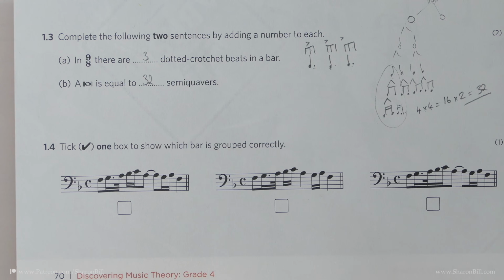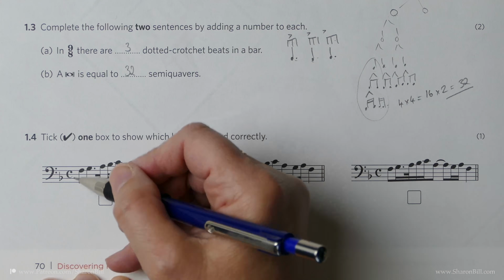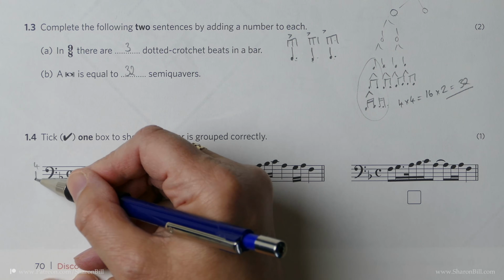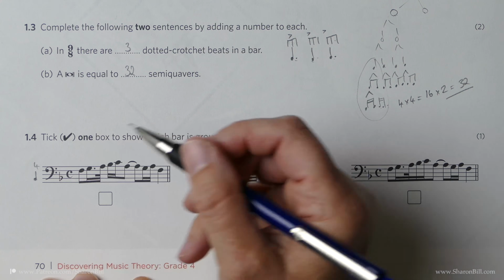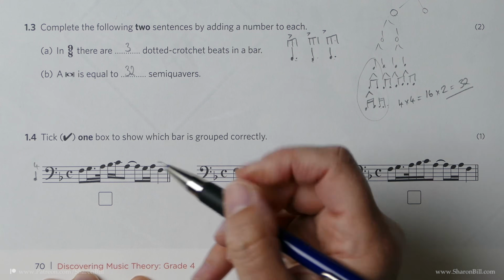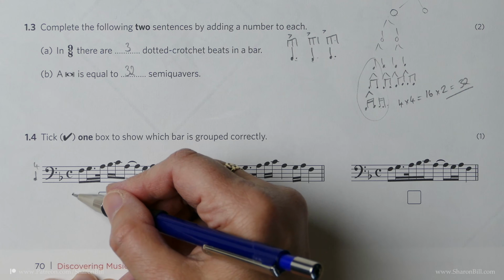Now we need to show which of these bars is grouped correctly. So we need to properly show the unit of the time signature. Here we're in 4/4, common time. So that means 4 crotchet beats per bar. We need to clearly see where each crotchet beat starts. And remember, we don't beam over the halfway point of the bar. And so here we have, let's just diagram this out.